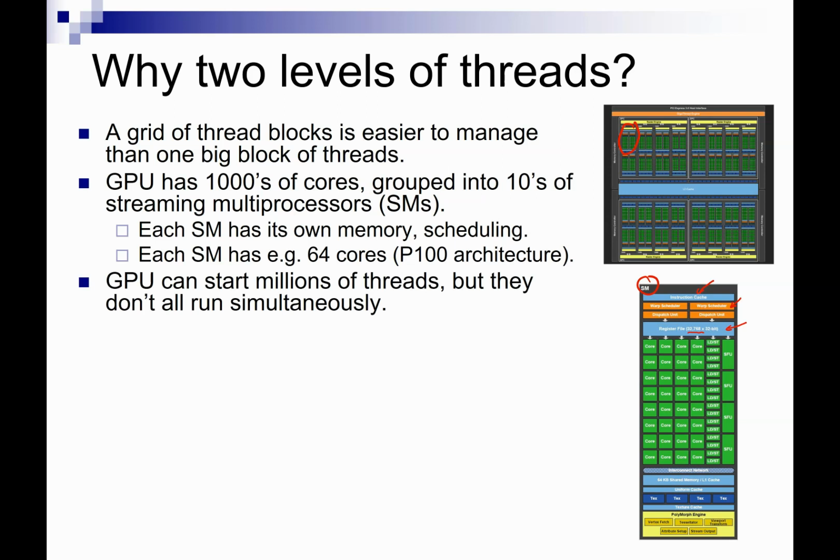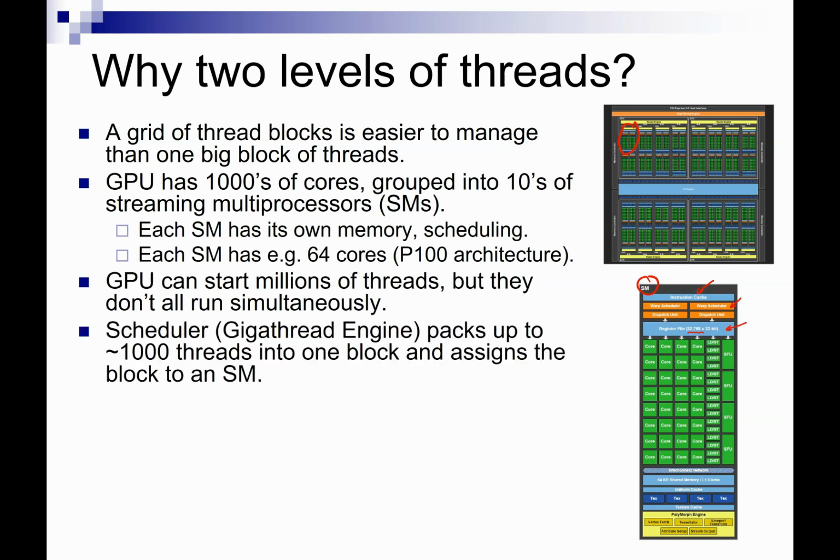Since altogether we have a few thousand cores, but we started several million threads, obviously we cannot run all the threads simultaneously. Instead, we can only run however many cores we have, a few thousand threads, simultaneously. So what happens is that we have the scheduler, one name for it is the gigathread engine. It packs several hundred threads, maybe up to 1,000 threads, into a thread block, and it assigns the thread block to an SM.